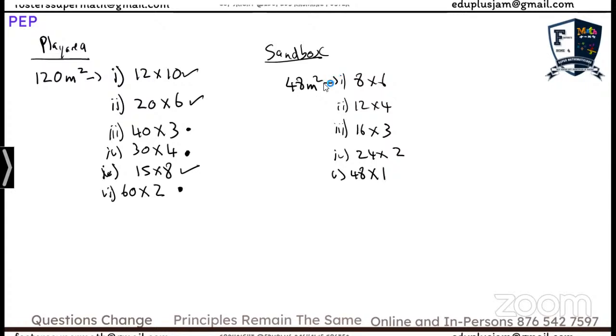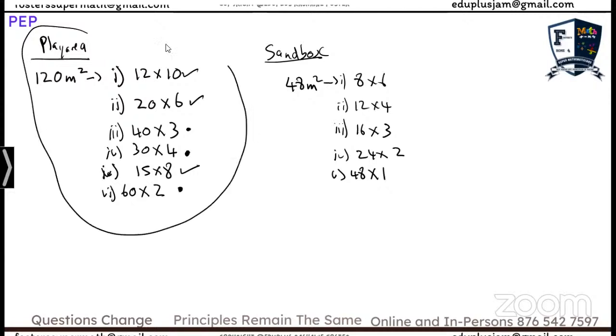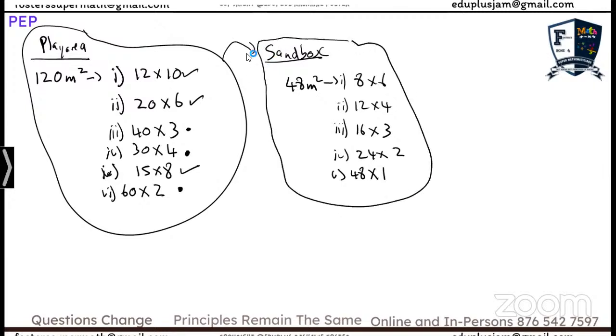All right. So what I need you guys to do for me now is to choose. You need to choose the dimensions that you're going to use for the play area first. And then based on those dimensions, use that to decide what dimensions you're going to use for the sandbox that can go along with the one that you chose for the play area.